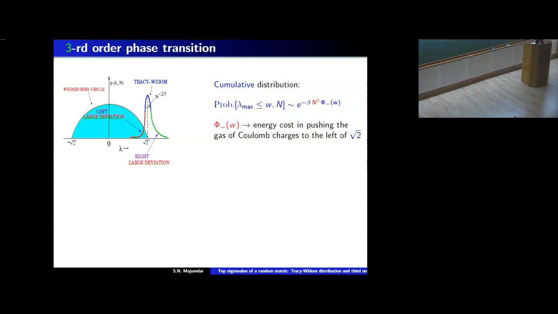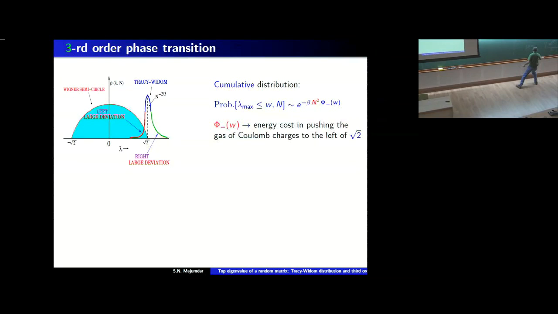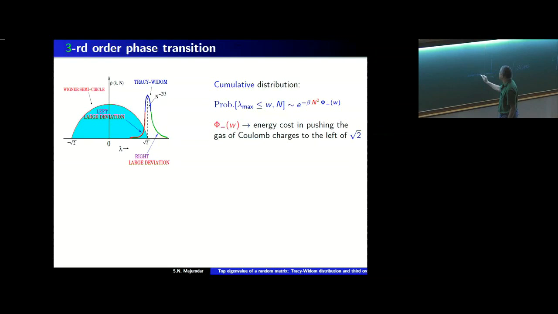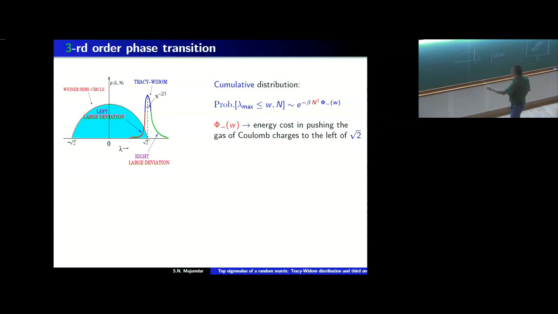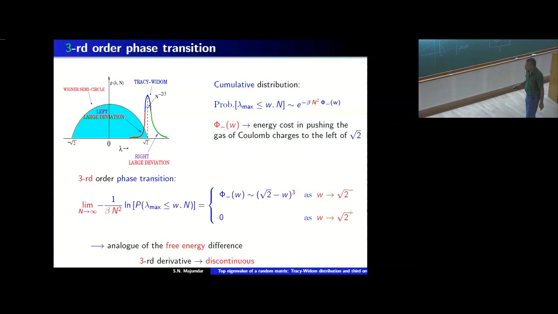What that means is that if the largest eigenvalue is less than W, then necessarily all the eigenvalues are to the left of W. So you had this Wigner semicircular law, and you're pushing these charges to the left of W. This costs a collective energy, because there are long-range interactions. So the cost of energy is of order n squared, and that's the reason for the n squared here. And in fact it has the interpretation of the logarithm of the cumulative distribution of lambda max, and if you divide by n squared, this goes to phi minus of W on the left-hand side, and it vanishes. So this vanishes as a power of 3, and it remains 0.